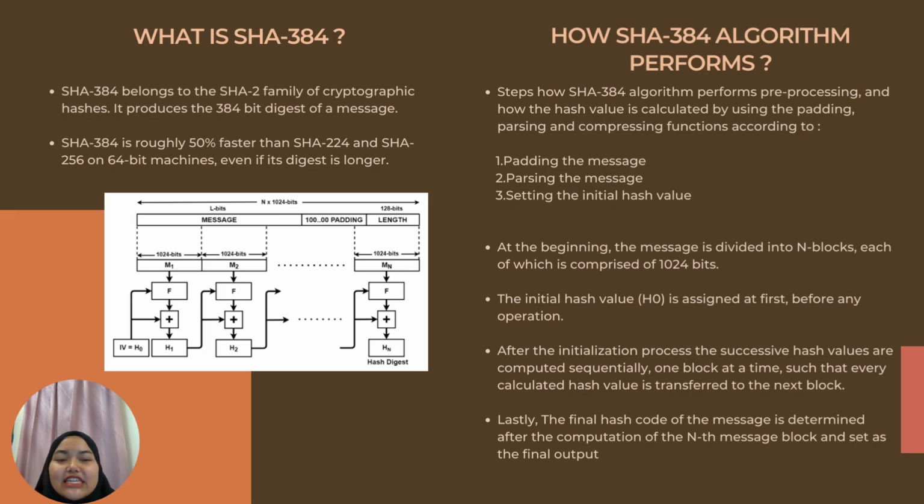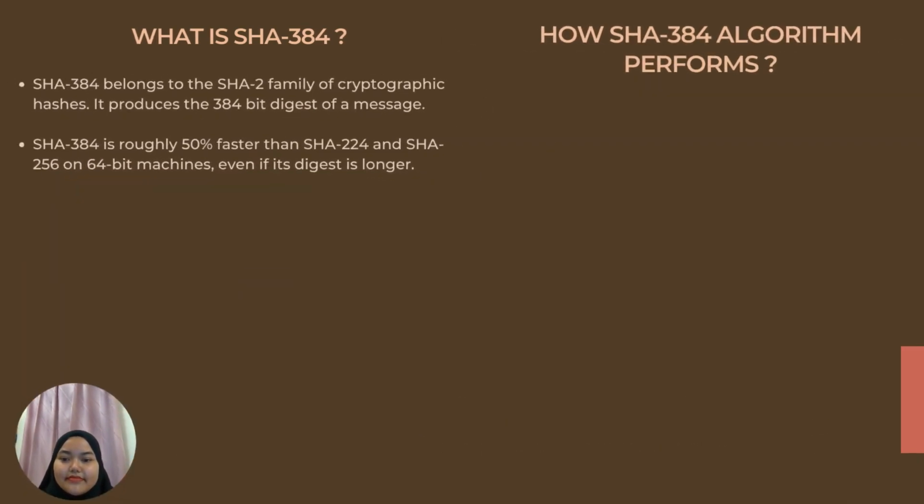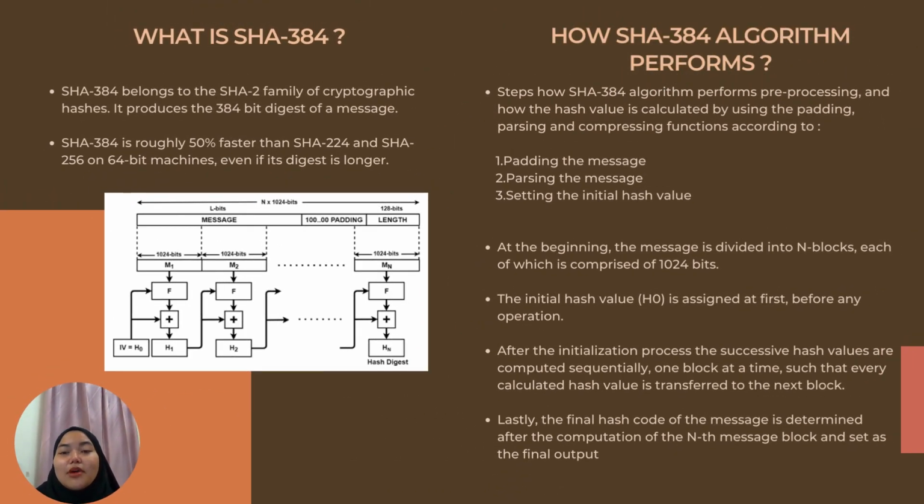SHA-384 belongs to the SHA-2 family of cryptographic hashes. It produces a 384-bit digest of a message. SHA-384 is roughly 50% faster than SHA-224 and SHA-256 on 64-bit machines, even if its digest is longer. Okay, now let's talk about how the SHA-384 algorithm performs.